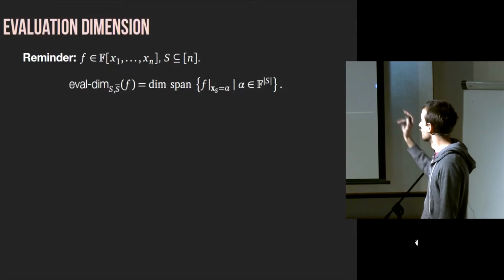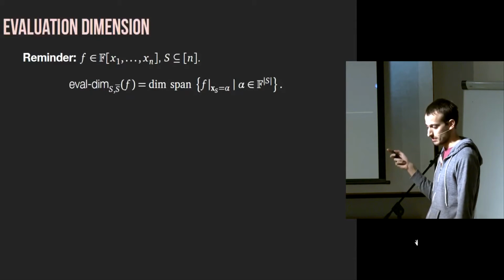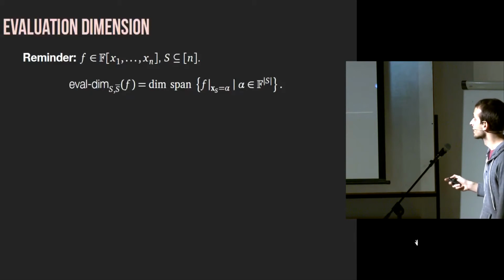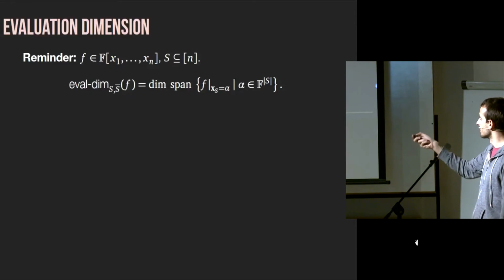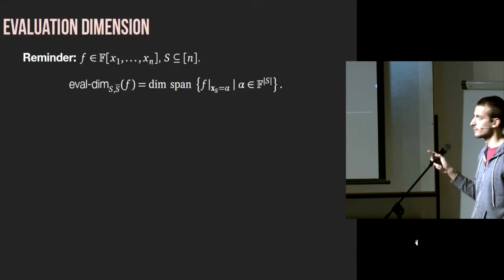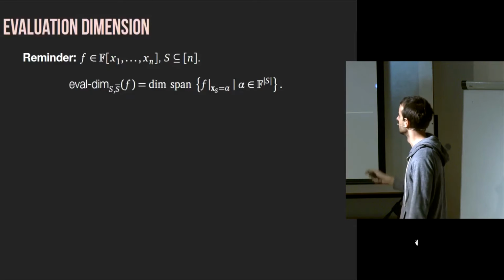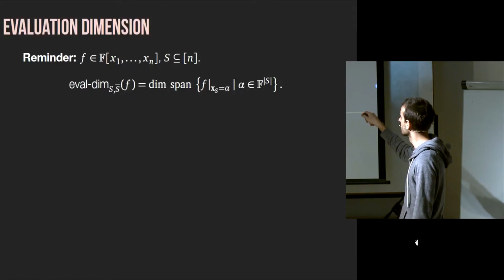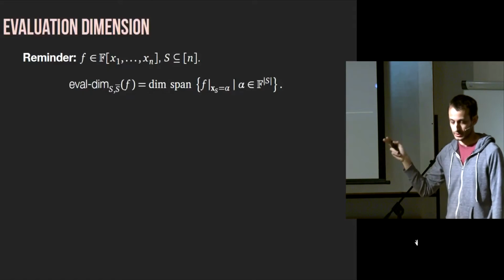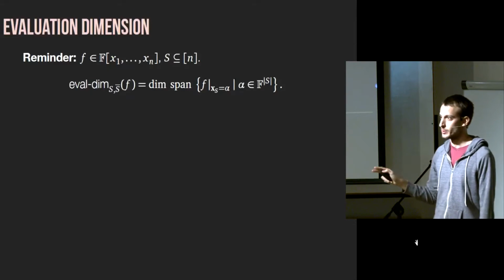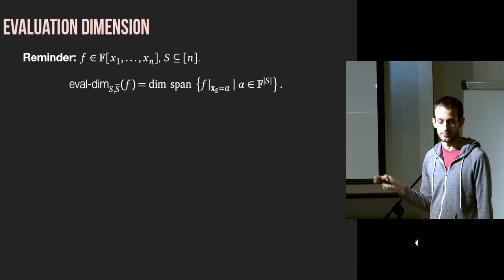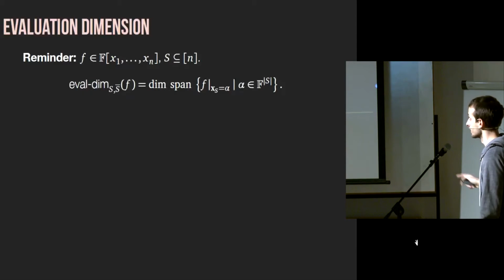So f is some polynomial, and S is some subset of the variables. And the evaluation dimension of f with respect to this partition, S and S bar, is the dimension of the linear space that you get by fixing all the variables in S to whatever you want, and then looking at the span of this polynomial. And then you take the dimension.